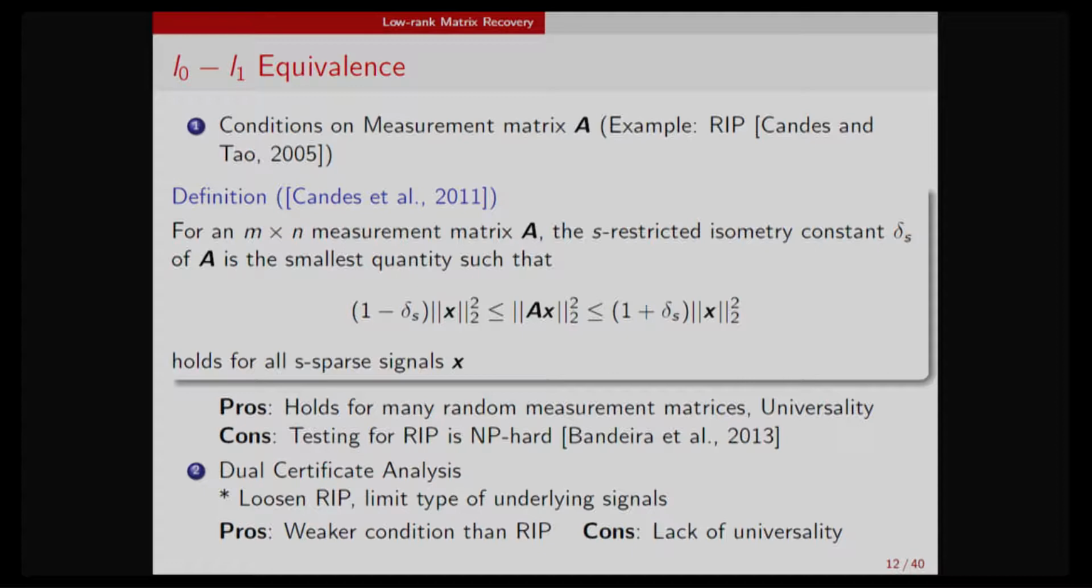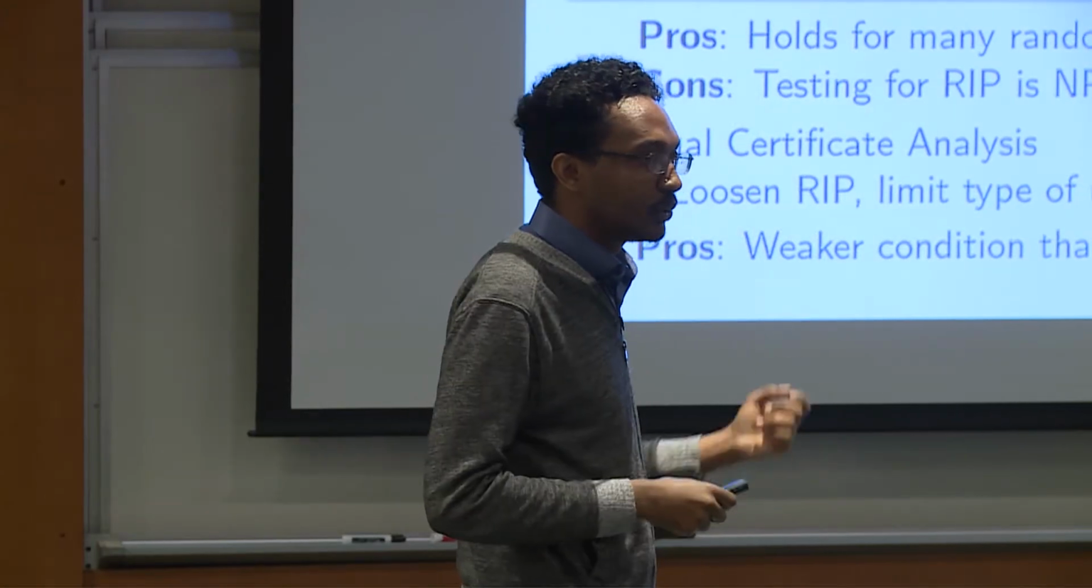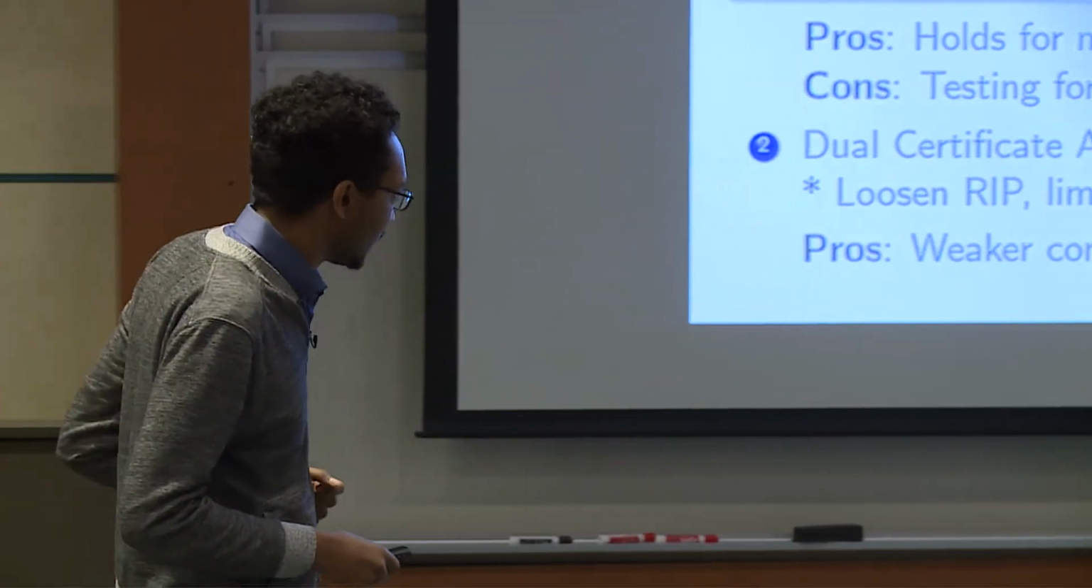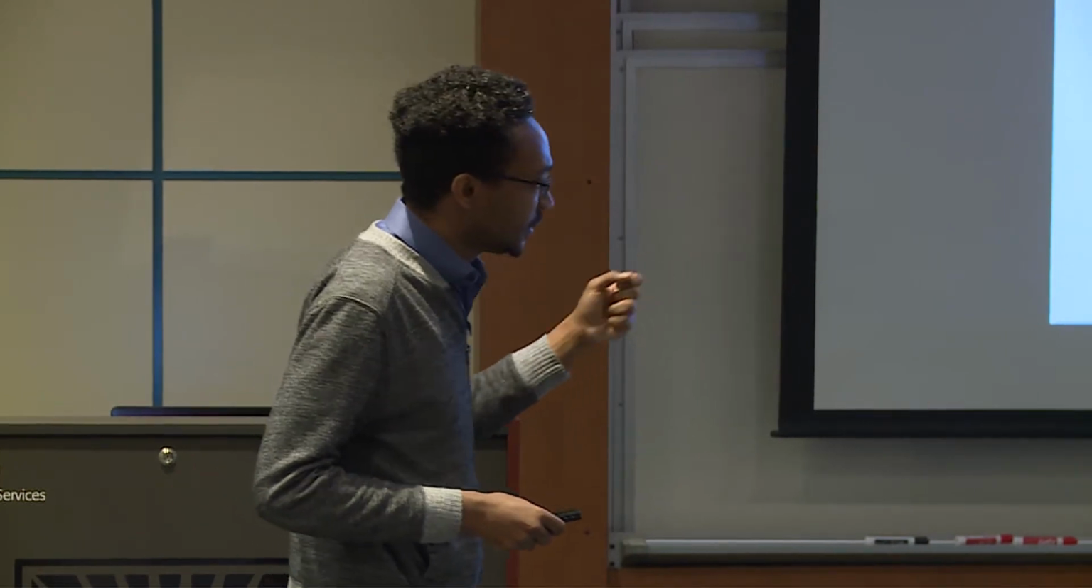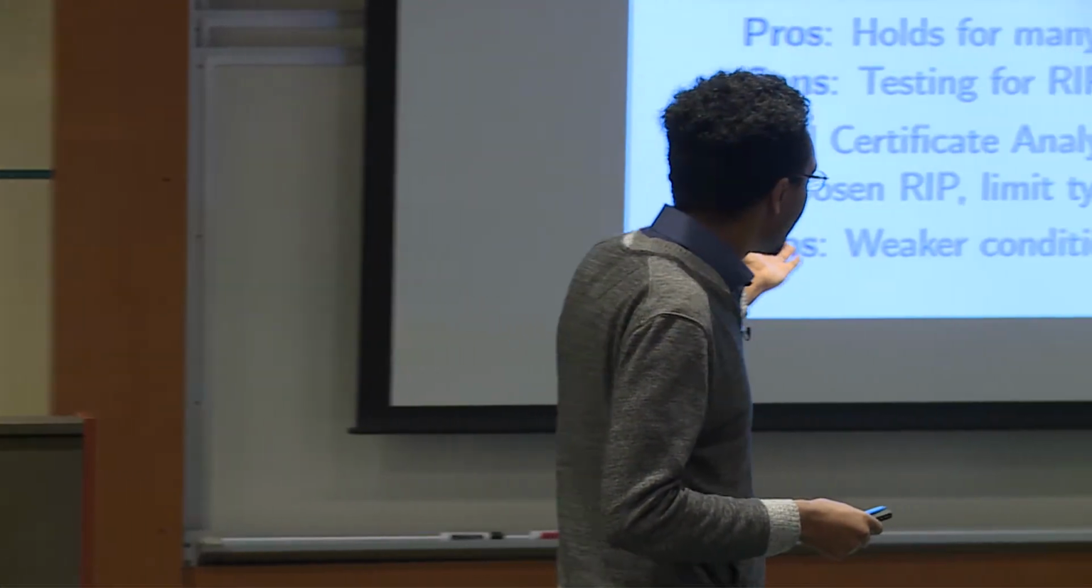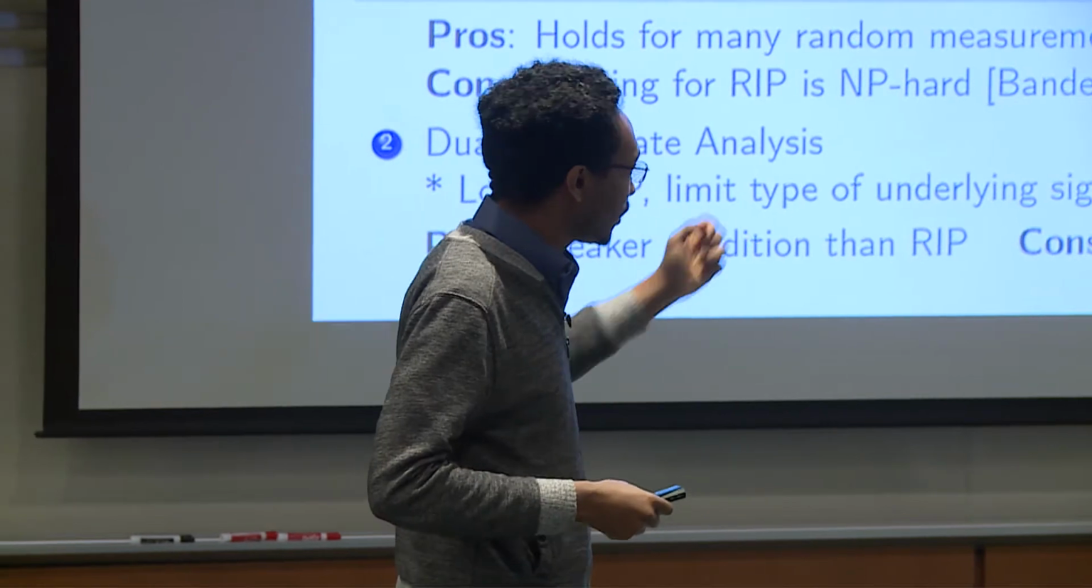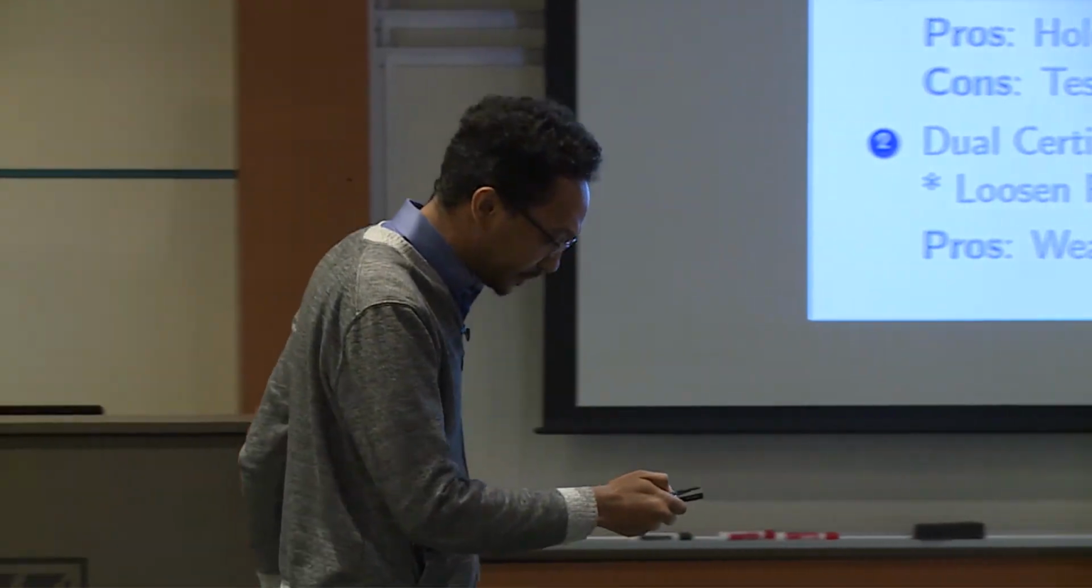So an alternative analysis is to say, let me weaken my assumptions on this measurement matrix, and let me also limit the kind of underlying signals I want to recover. That's the second idea, which is you loosen this RIP condition, and you lose universality. You don't say I can recover any signal. I'm going to put some conditions on what I want to recover. That's the second approach, which is the dual certificate analysis. The pro is a weaker condition and the proof is much simpler, and the con is you have a lack of universality.